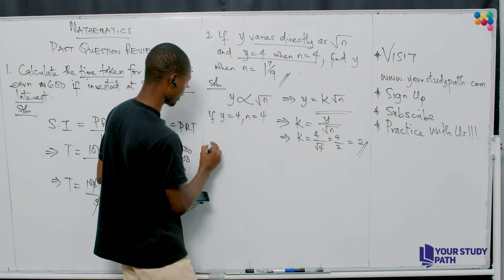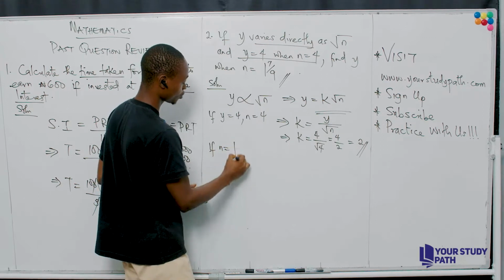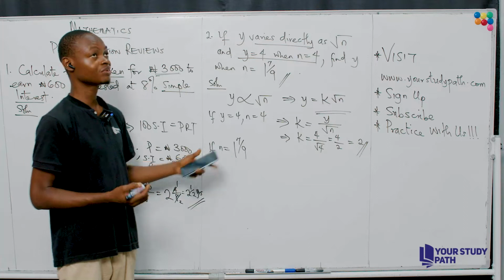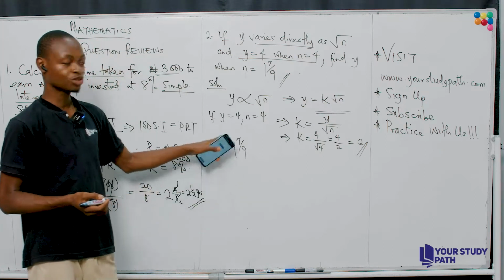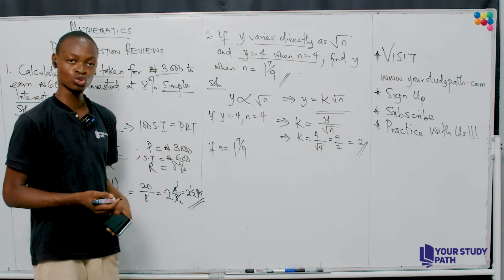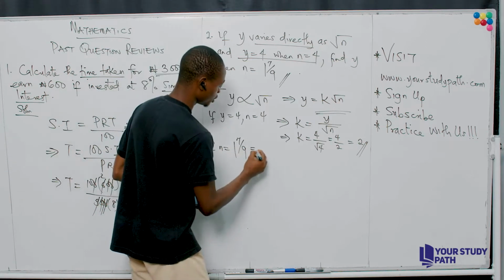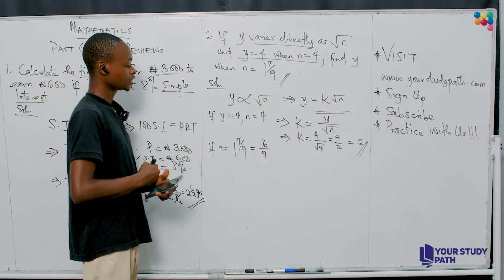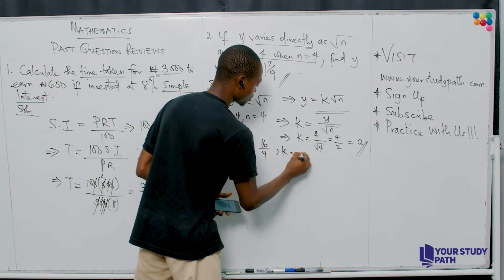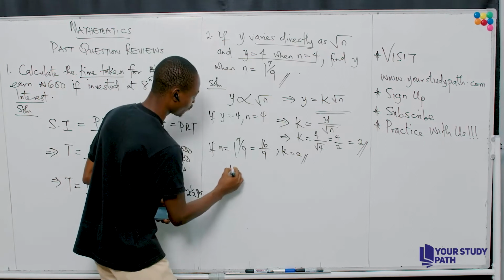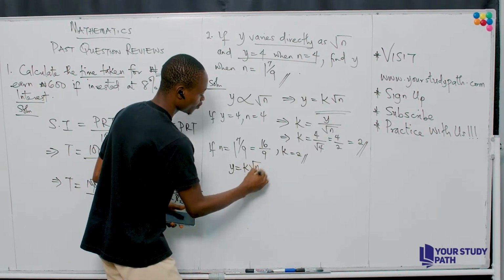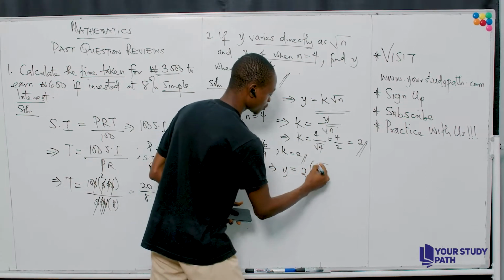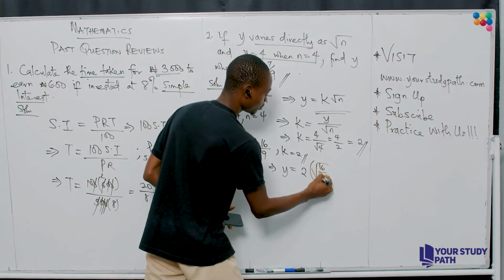Now, let's find y. If n is equal to 1 whole number 7 over 9, we need to find y. Let's first and foremost help ourselves out by turning this into an improper fraction. This is the same thing as 16 over 9. Okay, 16 over 9, and we know that k has been gotten as 2. We need to find y. Do not forget, y is equal to k root n. So that will mean that y will be equal to k, which is 2, root of n, which is in fact 16 over 9 in this case.